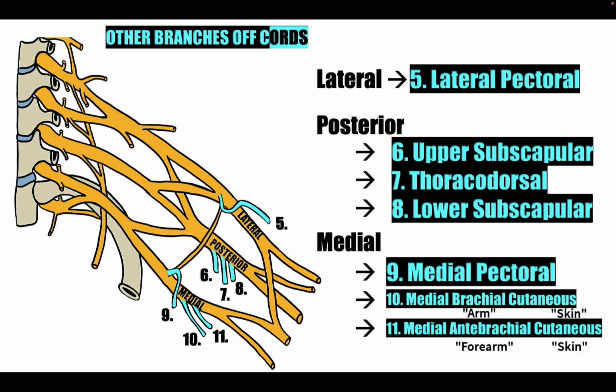Cutaneous is another word for skin, so these nerves are cutaneous nerves, sensory nerves, that provide skin innervation from the medial aspect of the arm, medial brachial cutaneous, and the medial aspect of the forearm, medial antebrachial cutaneous. I didn't always know that, but a quick Google search of the word cutaneous will tell you it means skin, and sometimes that makes all the difference when you're learning something new.